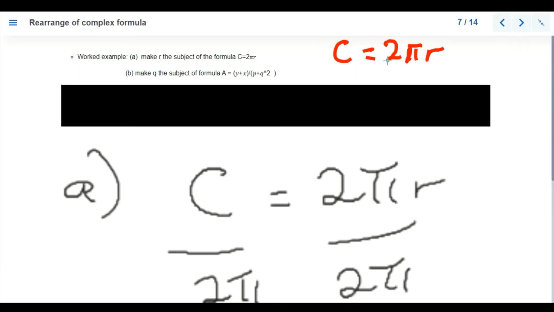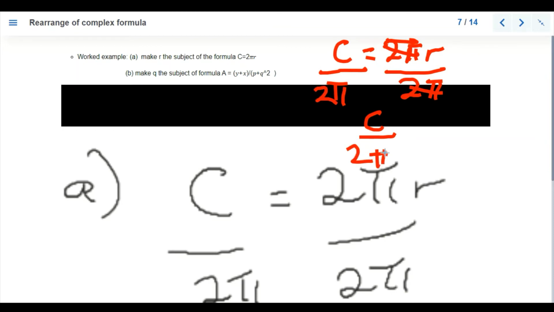For r to be the subject of the formula, we have to divide both sides by 2 pi. So we are dividing this side by 2 pi, and we are dividing the other side by 2 pi. So 2 pi here, we cancel 2 pi here. So we have r left here. So we have c over 2 pi equals r. And r now is the subject of the formula from that given example.